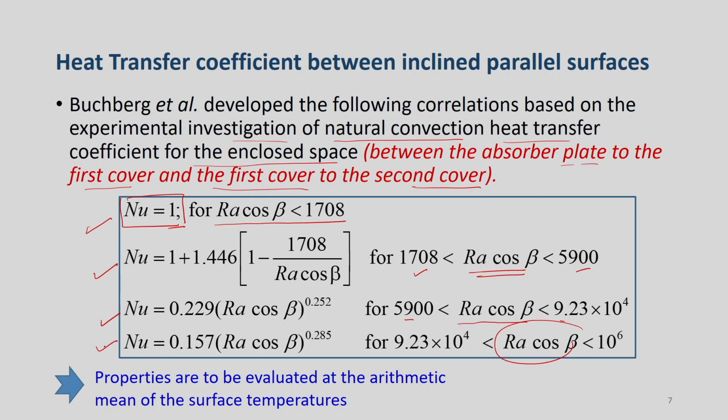But we should be very, very particular about how to calculate the properties of the fluid. The properties are to be evaluated at the arithmetic mean of the surface temperatures. So, what does it mean? If there are two plates at, say, Tc1 and Tp, then the fluid moving inside, the properties have to be calculated at Tc1 plus Tp divided by 2. After that only we can do the calculation.